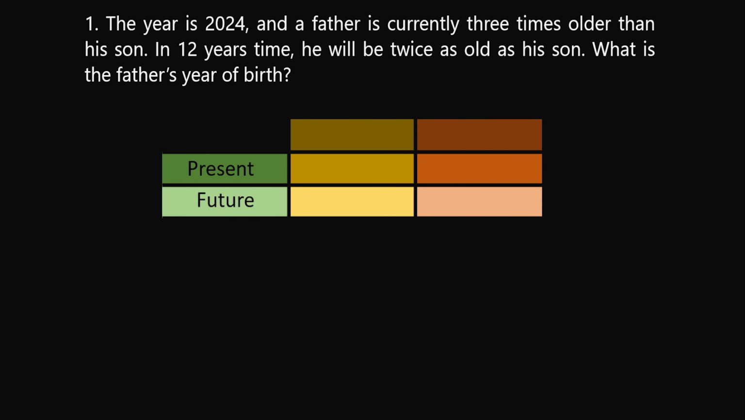And in the first row, we are going to enter our 2 main characters, the father and, of course, the son. First part of our problem says that father is currently 3 times older than his son. So we can say that son has age of x, and then the father will have to have 3x since he's 3 times older. In the future, 12 years will pass, and in 12 years, father will have 3x plus 12, and the son will have x plus 12 years.